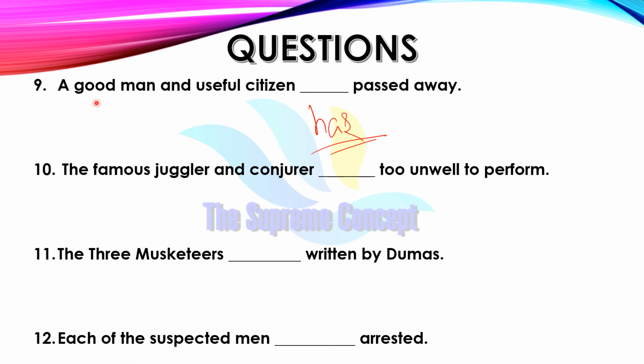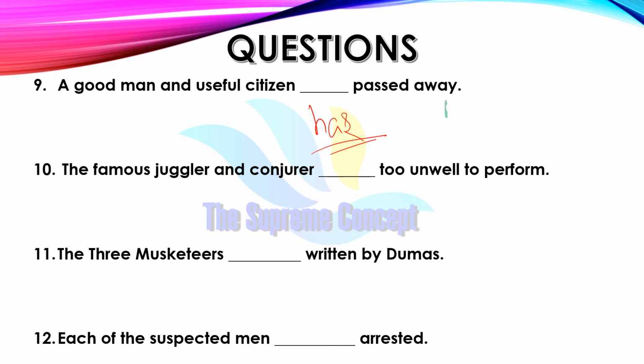Here, as you can see, only one article is used after "good man", and not after "useful citizen". So it shows that, in "a good man and useful citizen", we are indicating a particular person, and the same person is good as well as a useful citizen. So he is a good man, also he is a useful citizen. That's why it shows a single person, and for that reason we will follow the singular verb form "has". So "has passed away" would be our answer here.